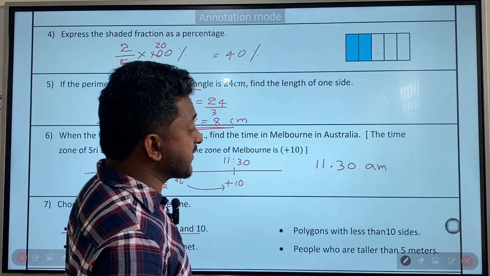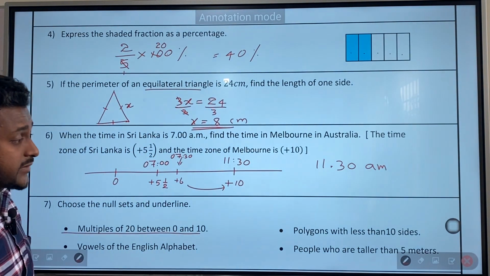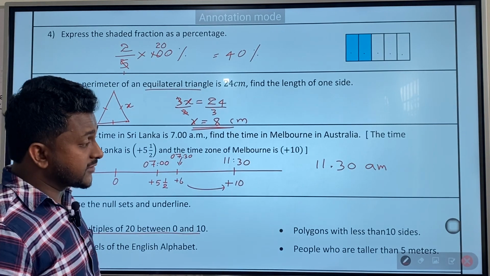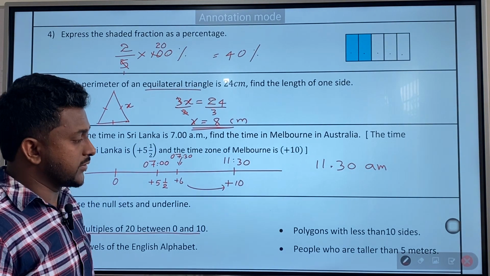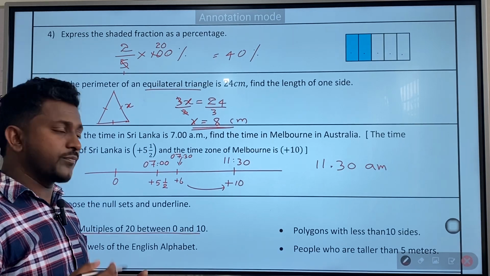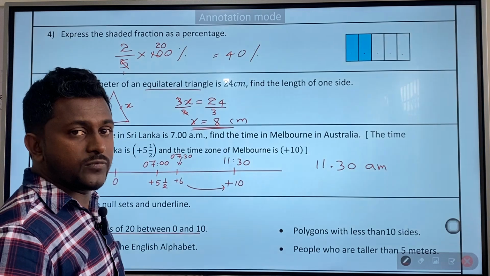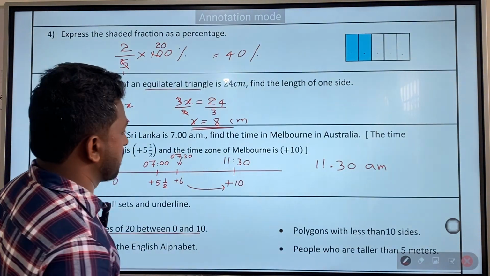Polygons with less than 10 sides. The least number of sides of a polygon is 3. We know that. It's a triangle, right? In a triangle, there are 3 sides. So, polygons with less than 10 sides is not a null set, because there are elements in that set.